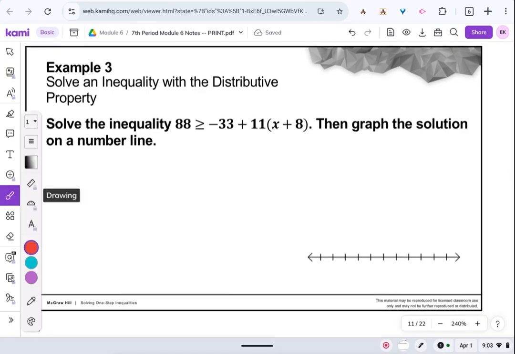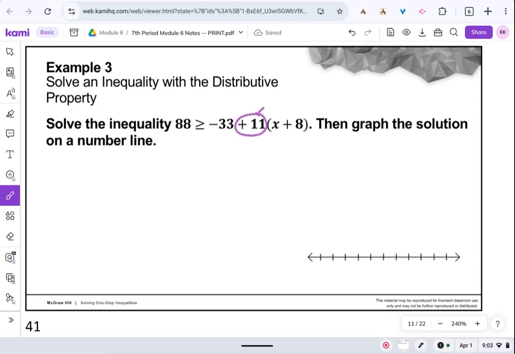Okay, so if I look at my problem here, I've got a number on the left, our inequality, another number, and then a set of parentheses. So what we need to do first is deal with these parentheses. So I'm going to take that positive 11 that's in front, and I'm going to distribute it. So I'll have 11 times x, which is 11x. And then we'll have 11 times 8, which is 88.